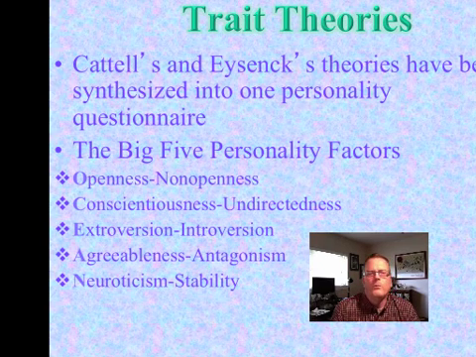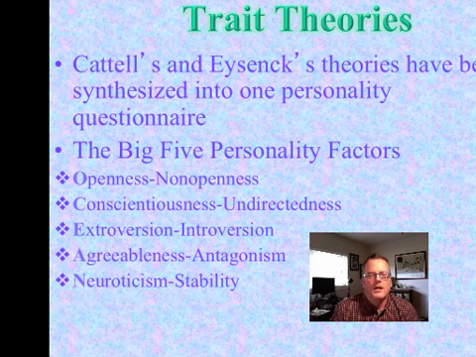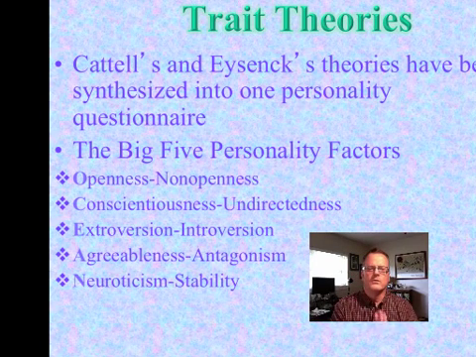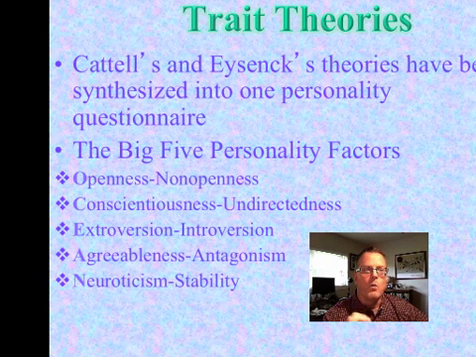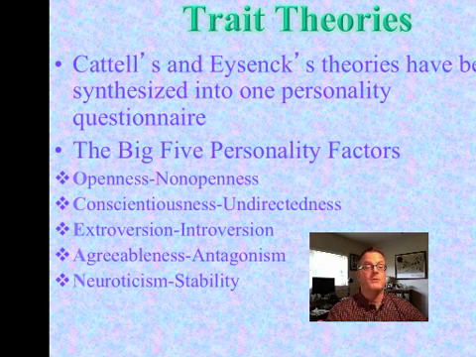So look at these: openness, non-openness, conscientiousness, undirectedness, and agreeableness, antagonism, all come from Cattell. And then you notice the other two are Eysenck's: extroversion, introversion, neuroticism, stability. And in other words, Eysenck, not enough factors, Cattell, too many. So 5 factors. Once again, seen from a certain perspective, there's an absurdity to trying to measure someone's personality in such a superficial way. Nevertheless, these things are widely used, and there's a lot of corporations that wouldn't think of hiring without these, without having people take this test.